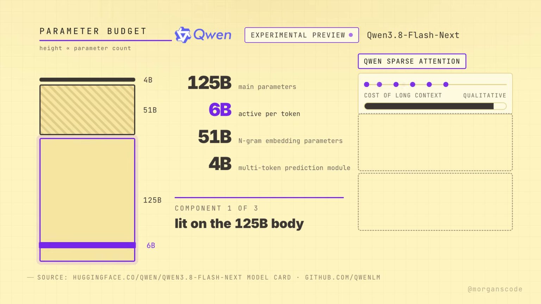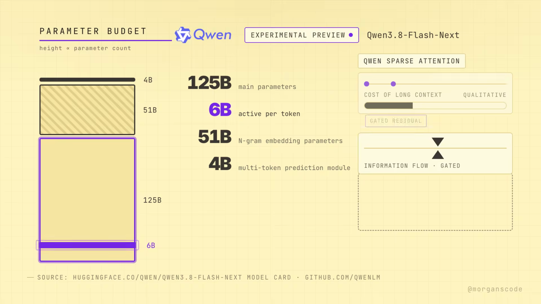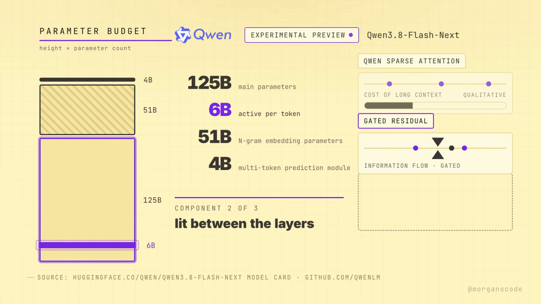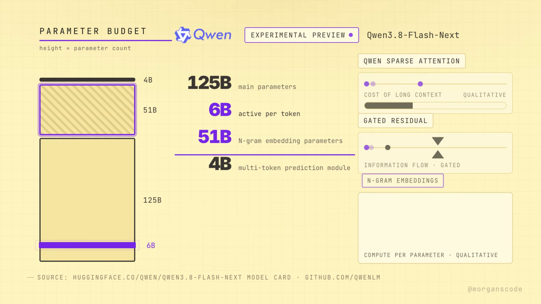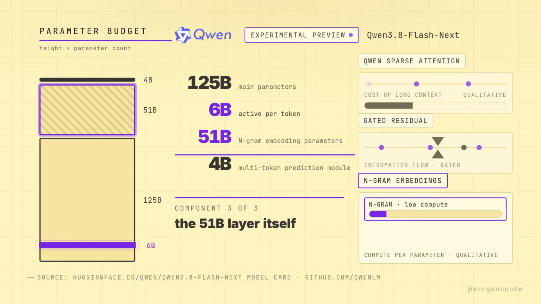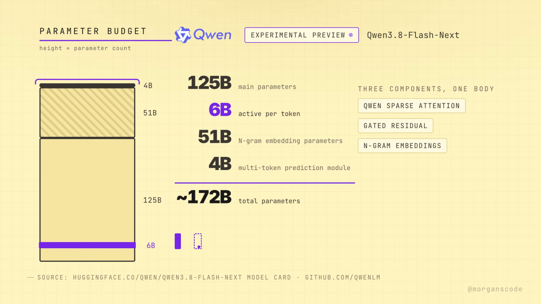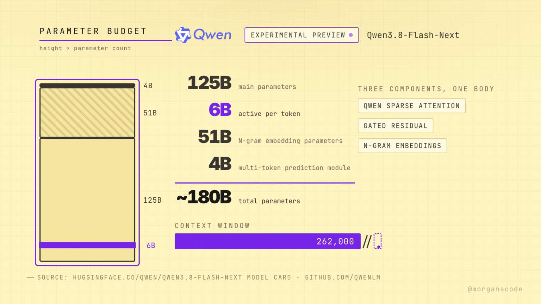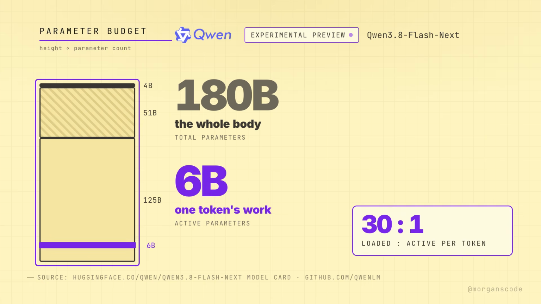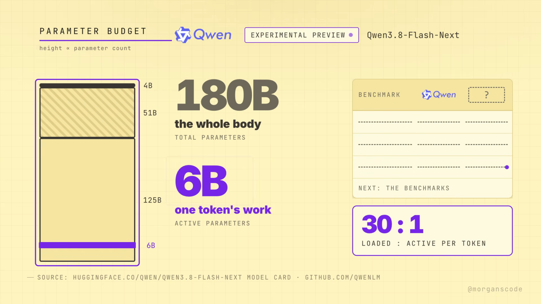Qwen's sparse attention reduces the cost of processing long contexts. Gated residual connections control how information travels through the network. N-gram embeddings add capacity without demanding the same amount of computation as traditional parameters. The result is a model with roughly 180 billion total parameters, a native 200,000 token context window, and the ability to extend toward 1 million tokens. The promise is enormous capacity with dramatically lower active compute, and according to Qwen's benchmarks, that promise is already working.